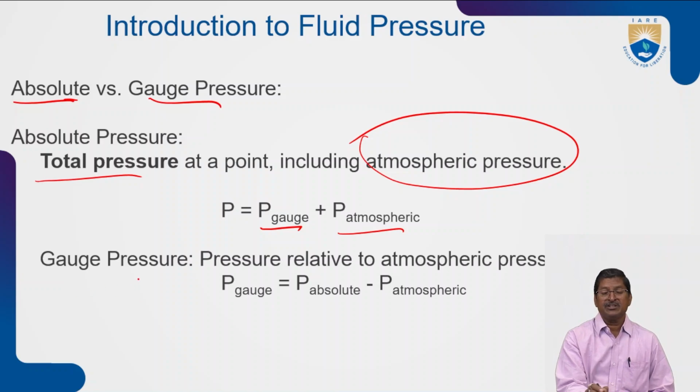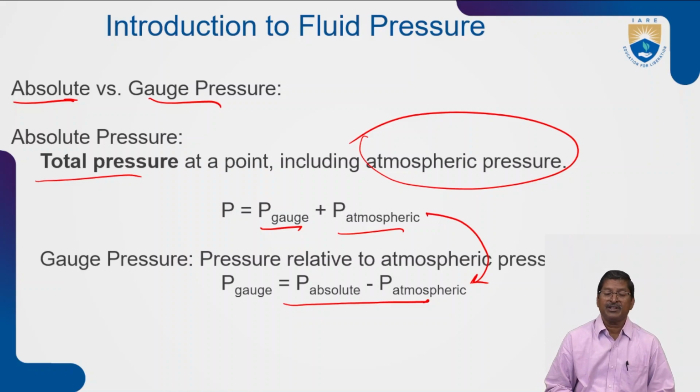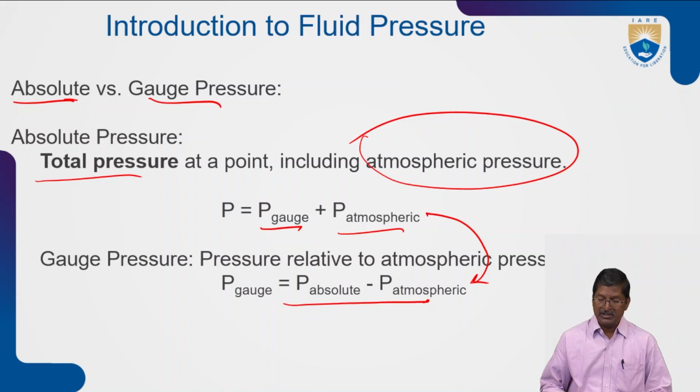Whereas gauge pressure is, if you take mathematics, then P gauge is equal to P absolute minus P atmospheric. So this formula is coming from this only. So gauge pressure is nothing but the absolute pressure minus the atmospheric pressure.